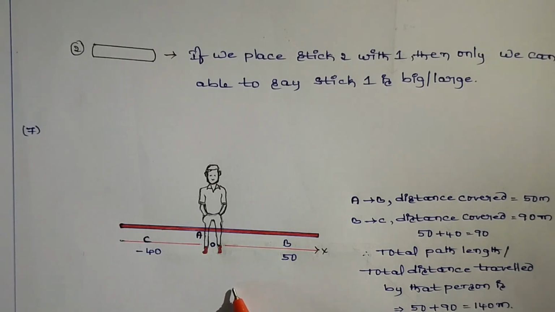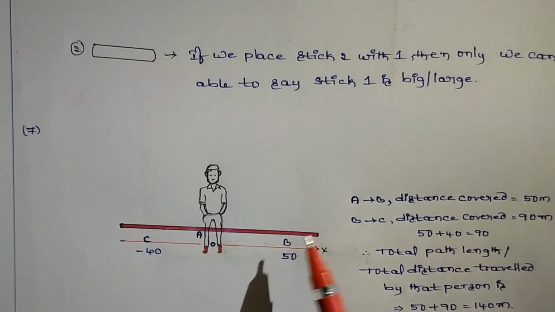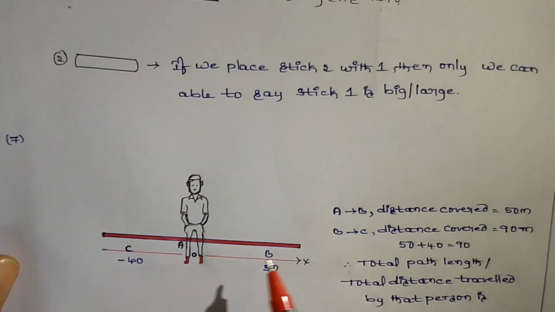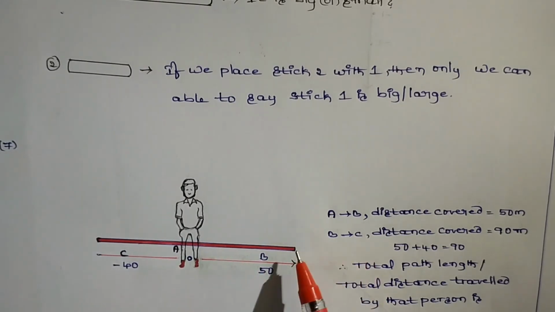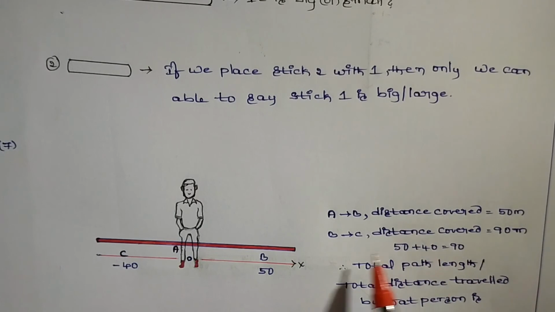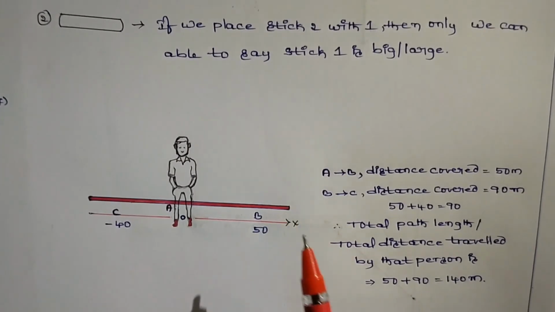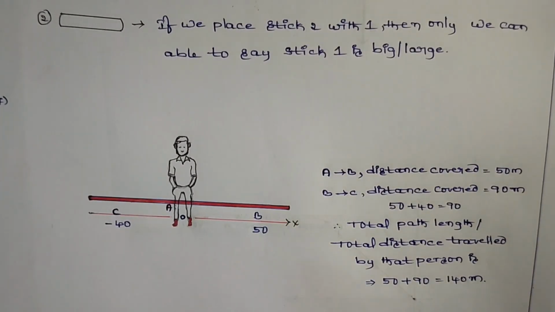So the total distance traveled by him is 50 plus 90. From A to B is 50 meters, and from B to C it is BA plus AC, 50 plus 40, which is 90. So the total distance traveled by this person is 50 plus 90, which is equal to 140 meters. This is the path length.